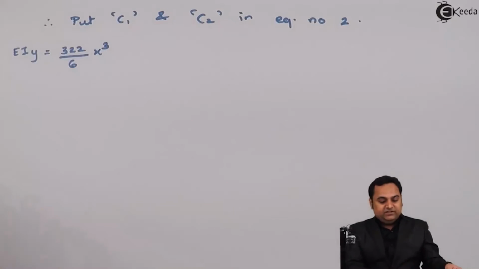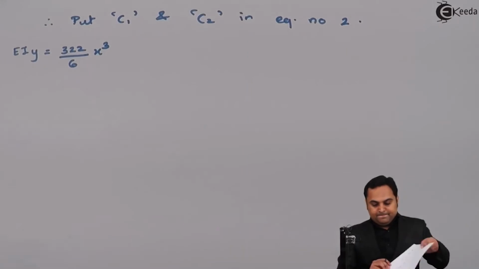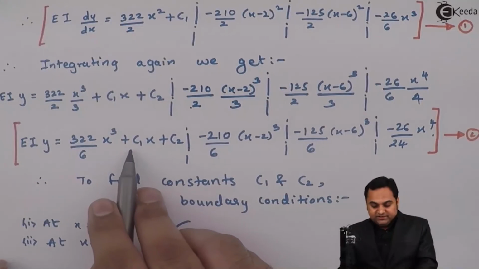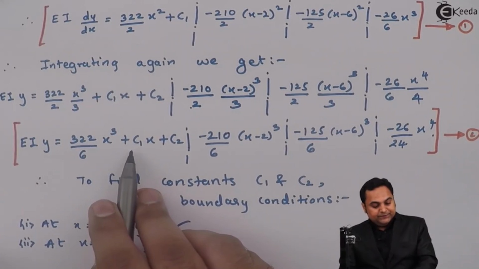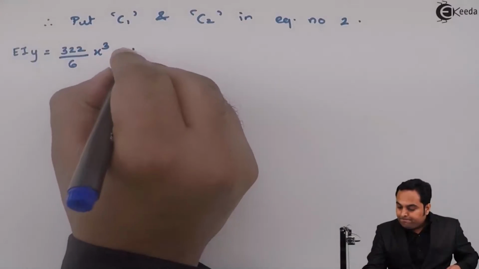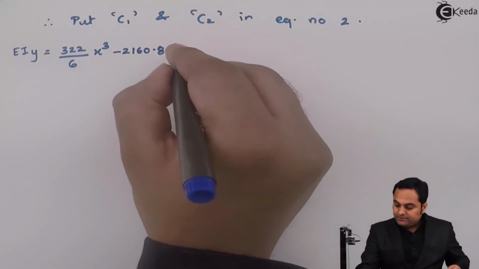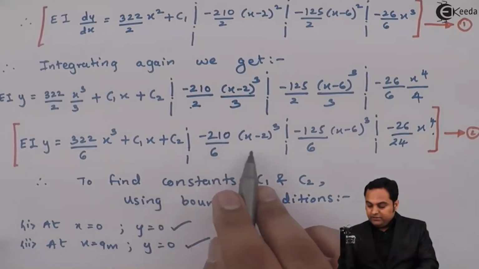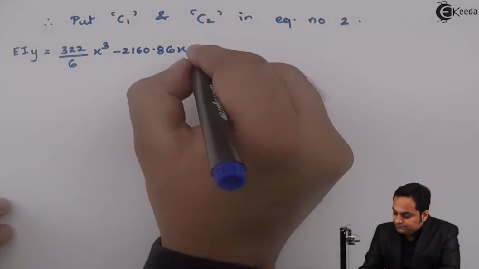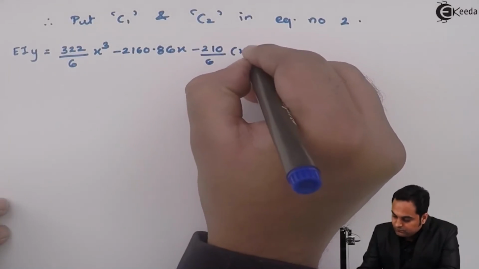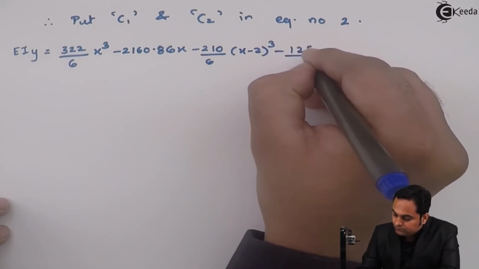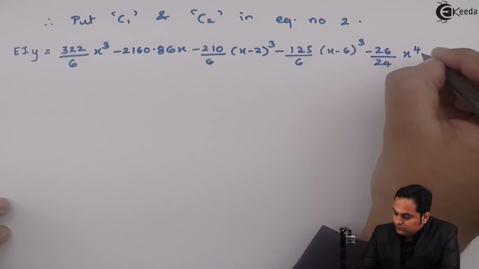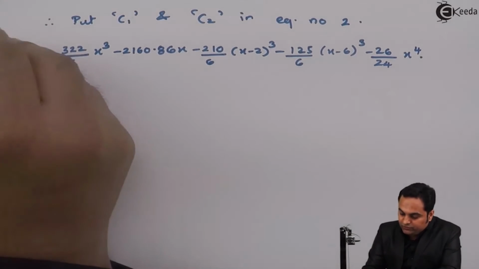Plus C1 into x. C1 value is minus 2160.86, so I'll put it into x, plus C2 is 0, so no need to write this term. I'll directly copy all the terms here. Now this is equation number 4 for us.